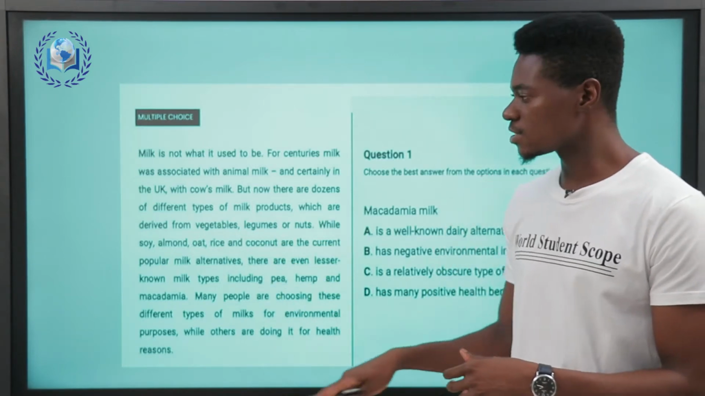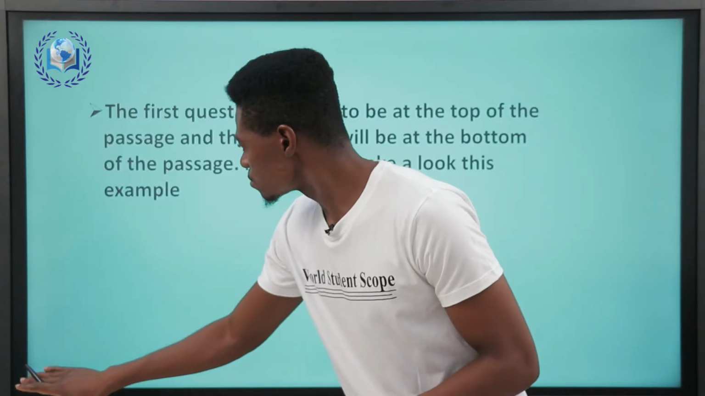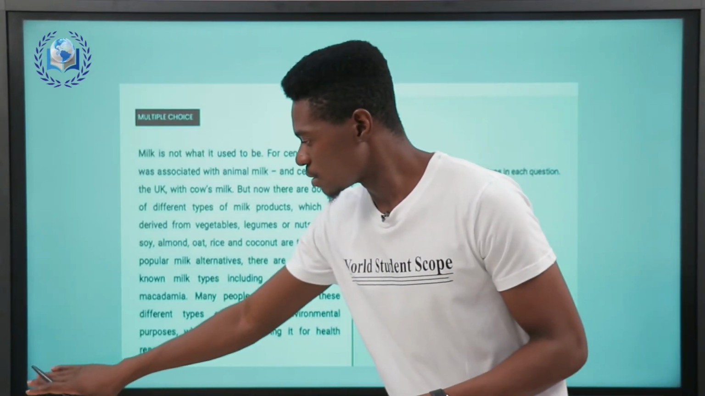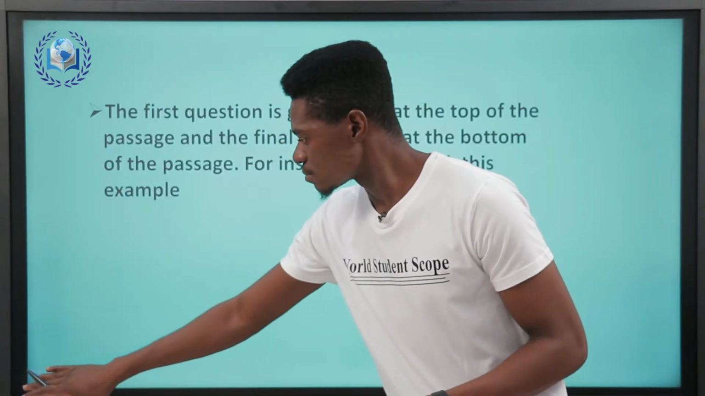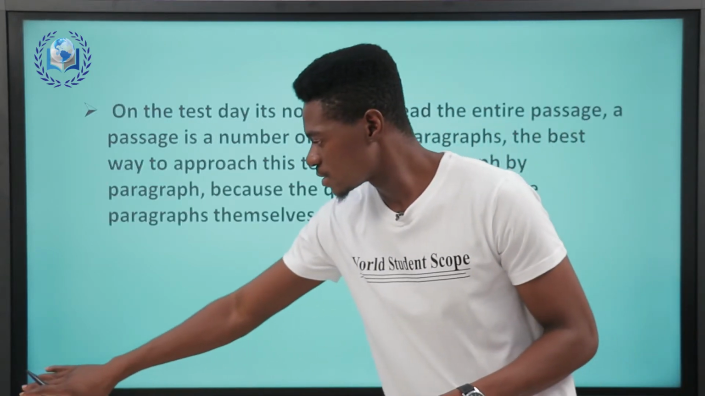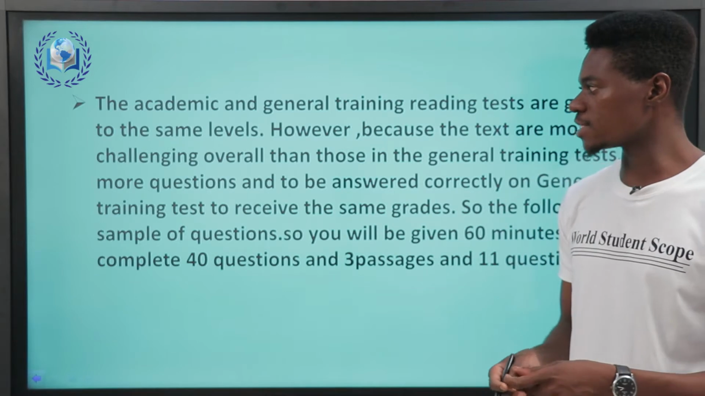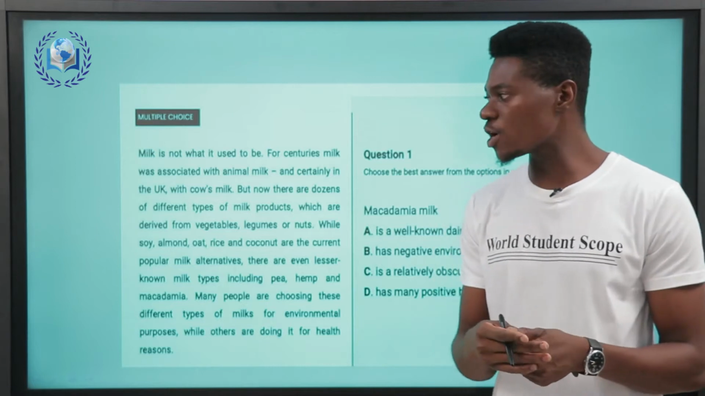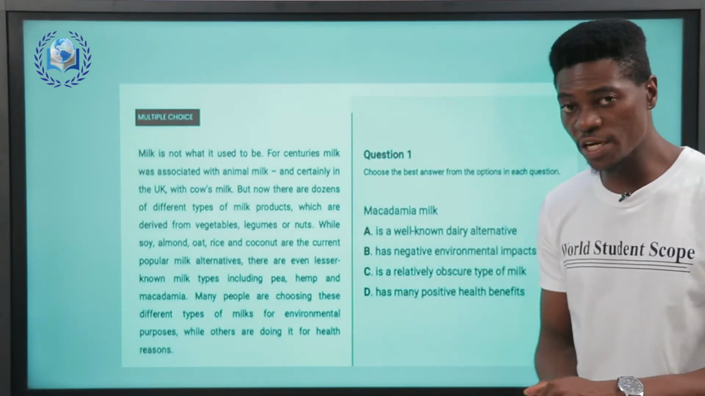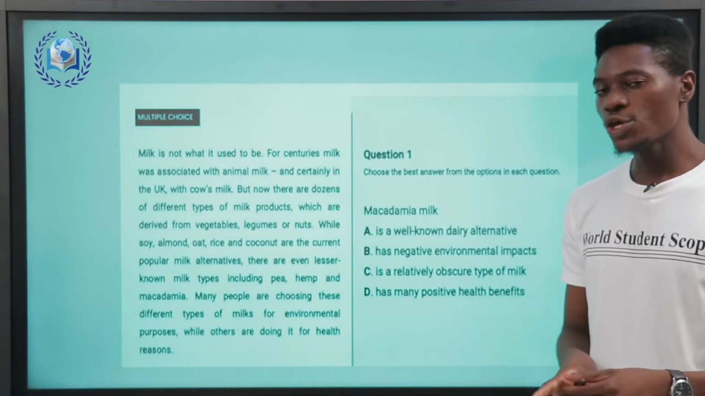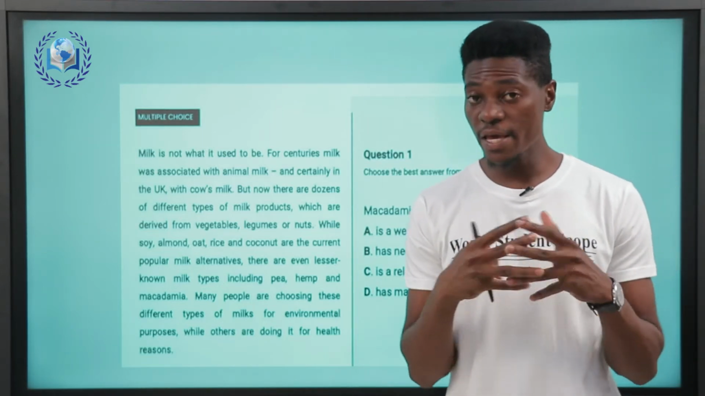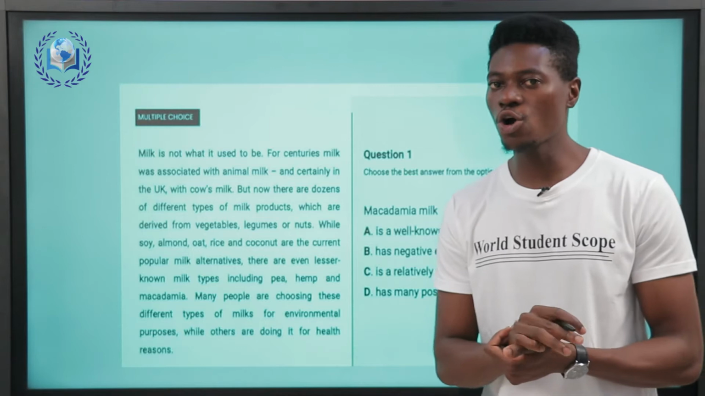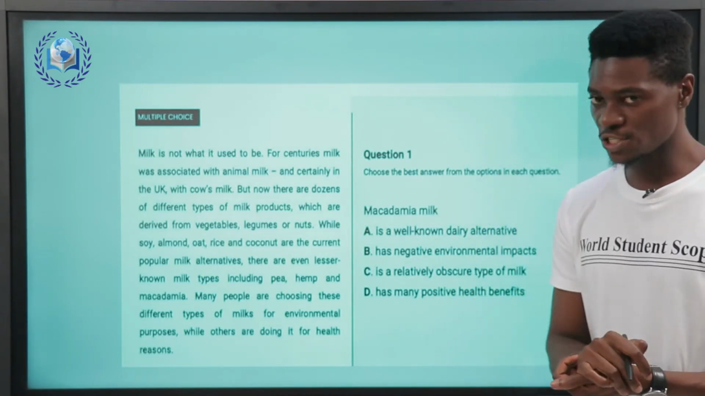Now let's take a look at the first topic, that is multiple choice type of question. In a multiple choice question, you will be given the question as seen here, and also multiple choices, that may be A, B, until D. Then you have to choose the correct answer according to what you have read from the passage.